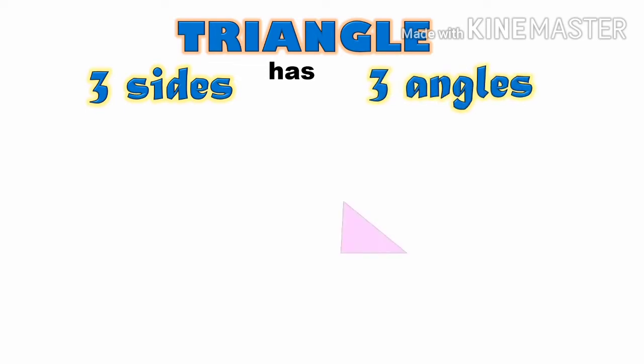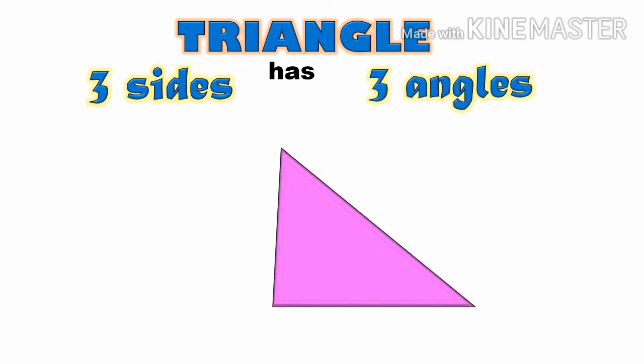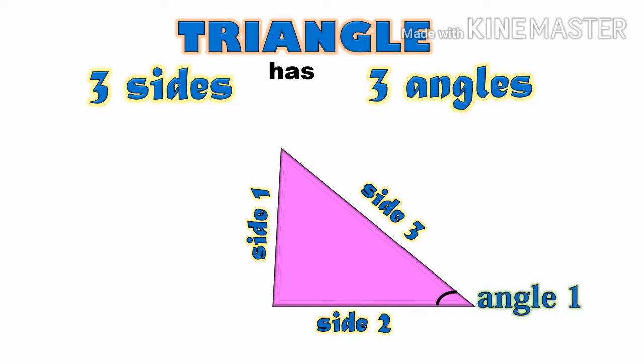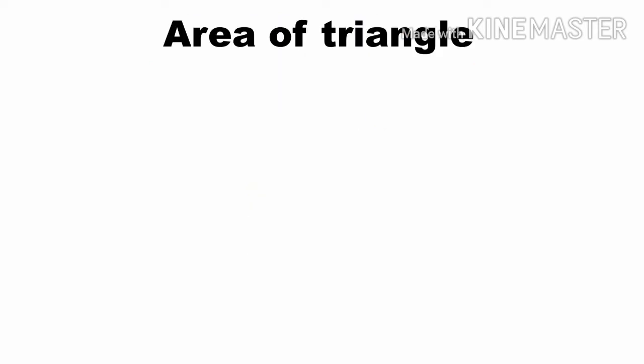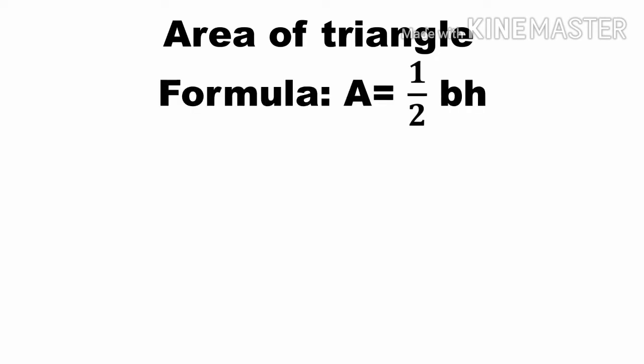A triangle has 3 sides and 3 angles. So we have the following sides: side 1, side 2, and side 3. And angles, we have angle 1, angle 2, and angle 3. And now let's have the formula of the area of a triangle. We have the given formula A is equal to 1/2 BH.